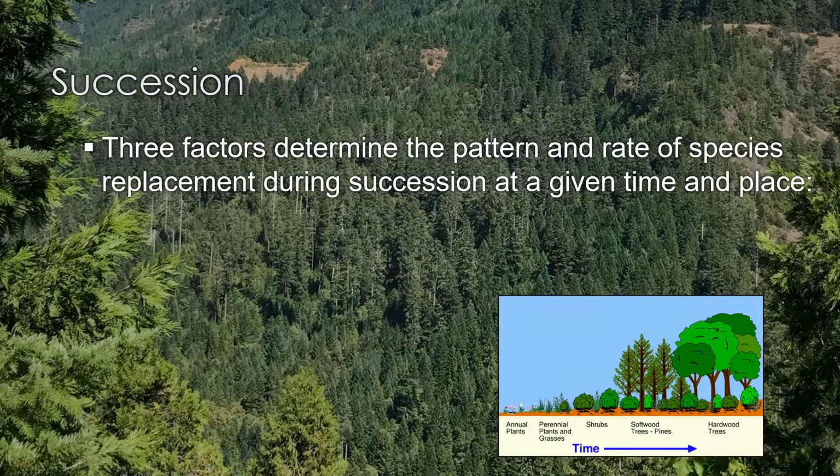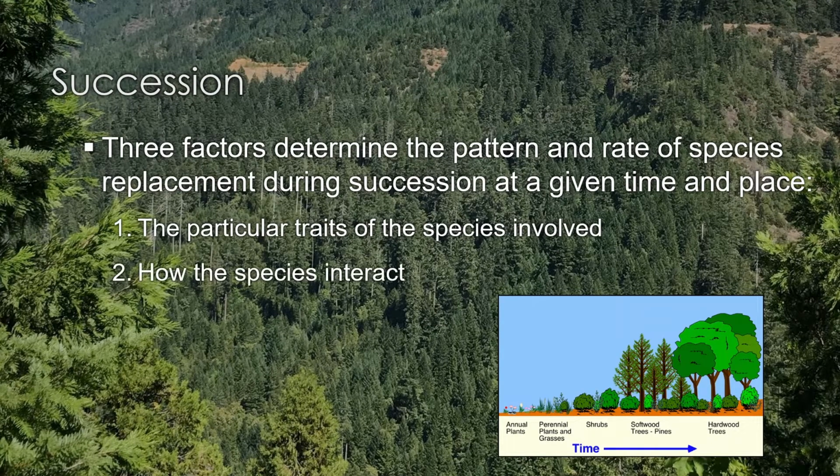Three factors determine the pattern and rate of species replacement during succession at a certain time and place. First, the particular traits of the species involved. For example, pioneering species, the first organisms to arrive at a newly disturbed site, tend to be weedy. A weed is a plant that is adapted for growth in disturbed soils. Because soil is often disturbed when biomass is removed, weeds tend to thrive at the start of succession.